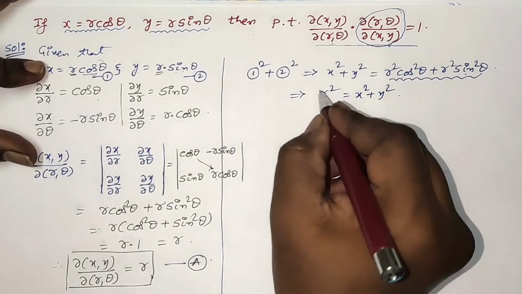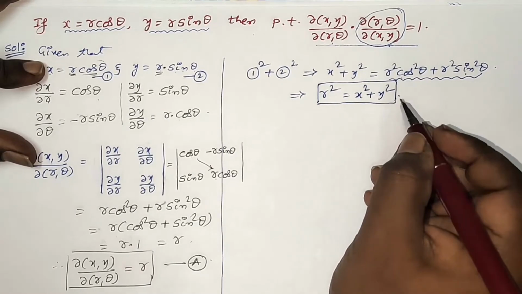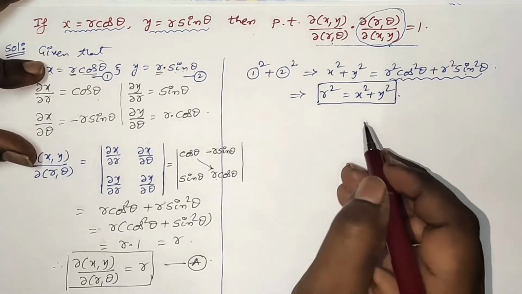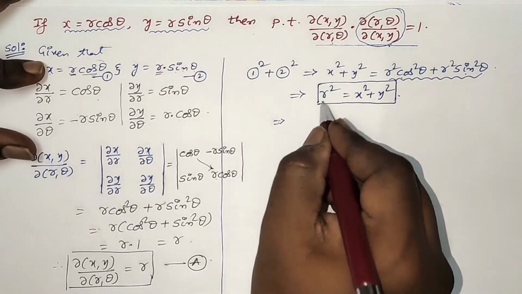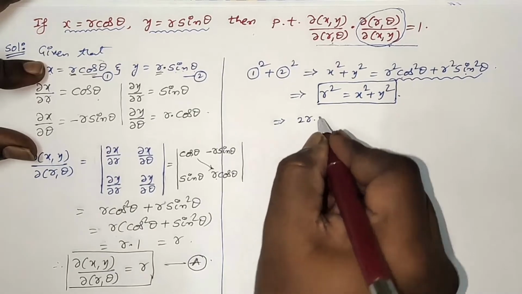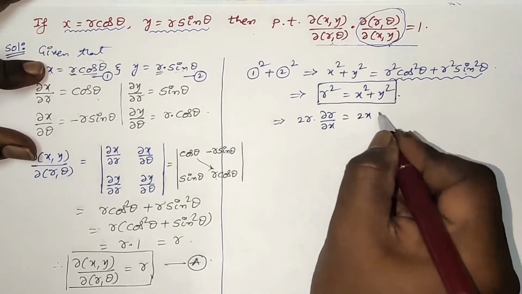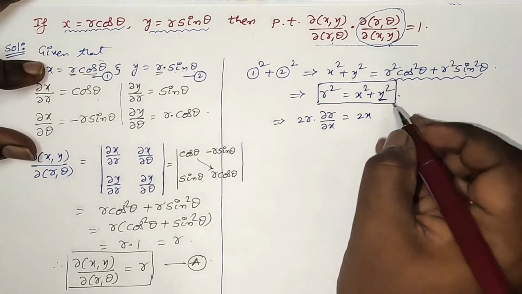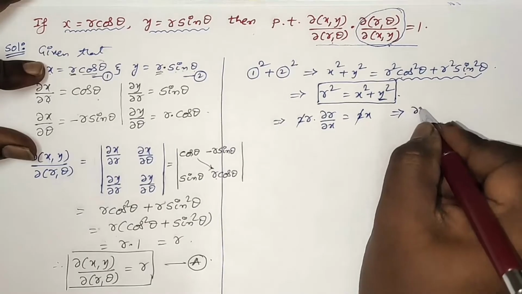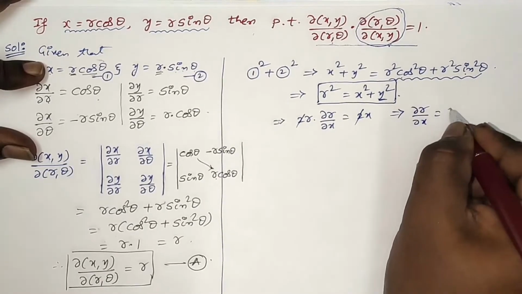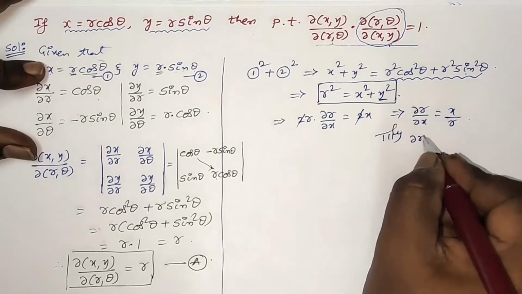Please highlight this one. Now take partial differentiation with respect to x on both sides. You will get partial differentiation of r square with respect to x is 2r into dou r by dou x. It would be 2x. The y square term becomes constant, its derivative is 0. So 2 gets cancelled. You will get dou r by dou x is equal to x by r. Similarly, dou r by dou y.